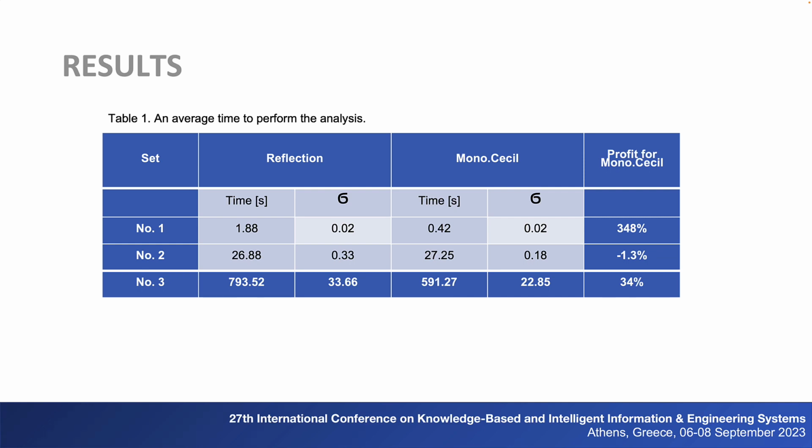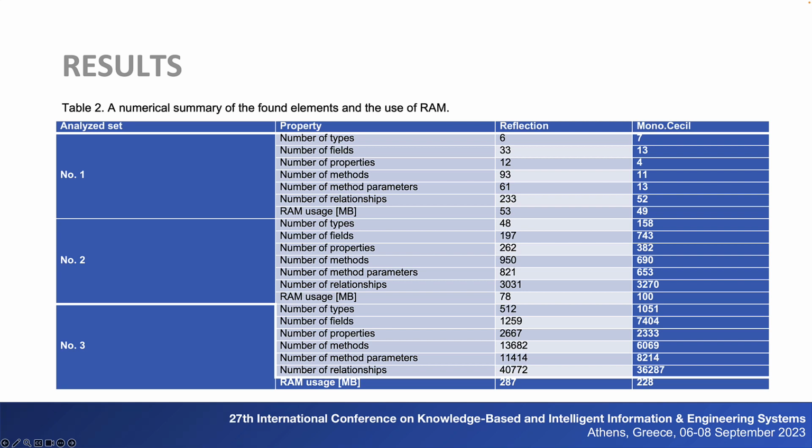Table 2 shows a numerical summary of the number of types found, the remaining components and the maximum RAM usage. After analyzing the data in table 2 for set number 3, one can see a higher number of found types for MonoCecil. This is due to the assumptions of this library, which introduce additional decomposition into modules. A feature of reflection is the retrieval of all components of the type under study, including those inherited from parent classes, while MonoCecil retrieves only components present only in the type under study. The others are accessible through the base type property of the type under study.